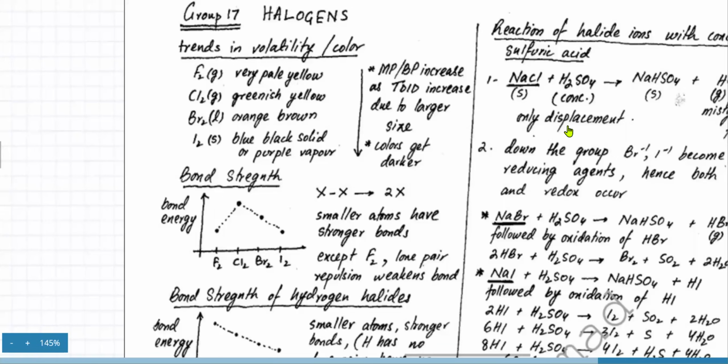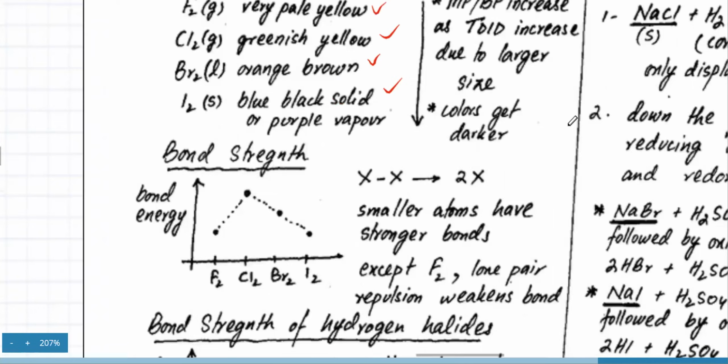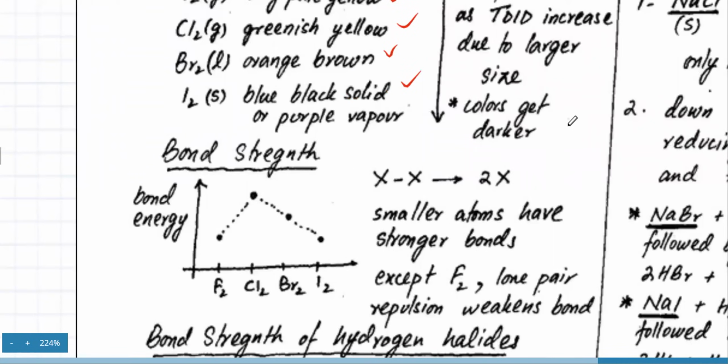So that's the first thing. And color. Fluorine is a pale yellow gas. Chlorine is a greenish yellow gas, and bromine is an orange-brown or red-brown liquid. And iodine is a blue-black solid or a purple vapor. You can also add another color if it's in solution.